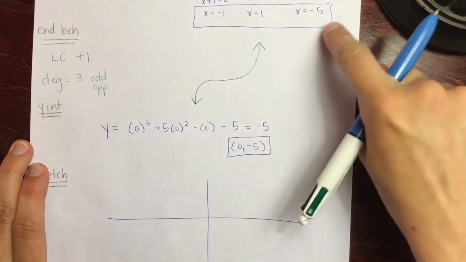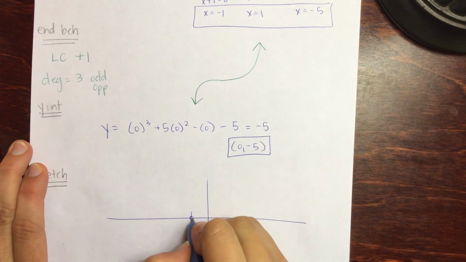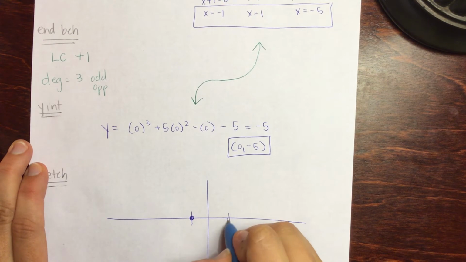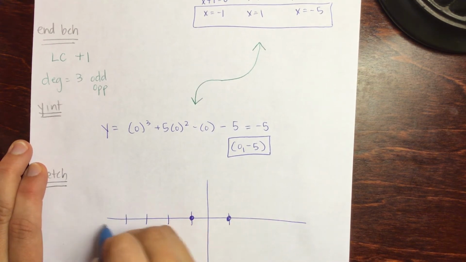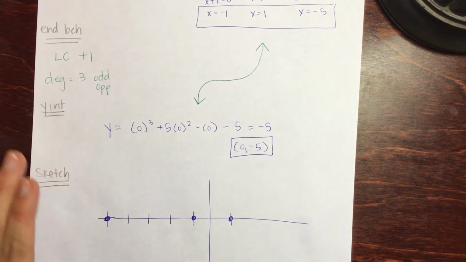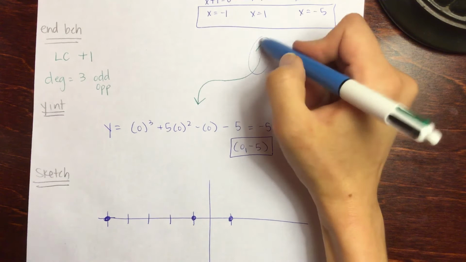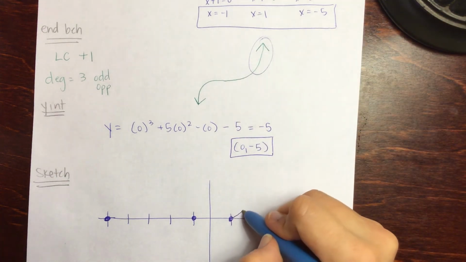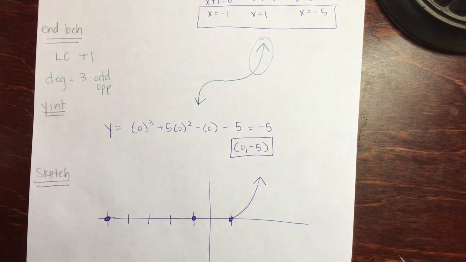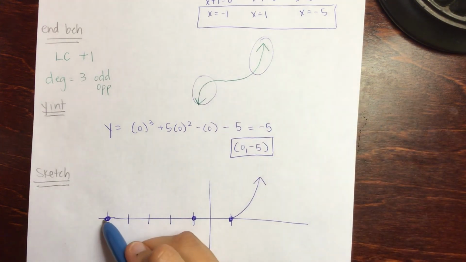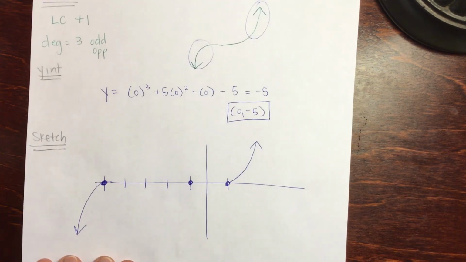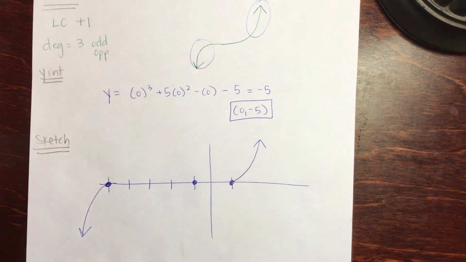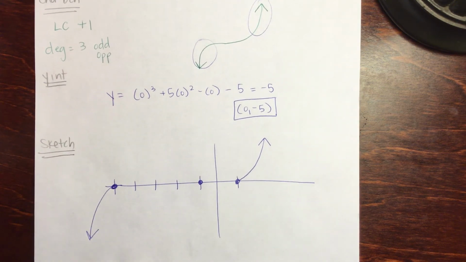All right, let's start. You need to plot your x-intercepts. So I have an x-intercept at -1, +1, and -5. All right, now let's do our end behavior. The right side points up, so the rightmost x-intercept needs to point up. The left side points down, so the leftmost x-intercept needs to point down. Now you're going to connect your dots with nice smooth curves.